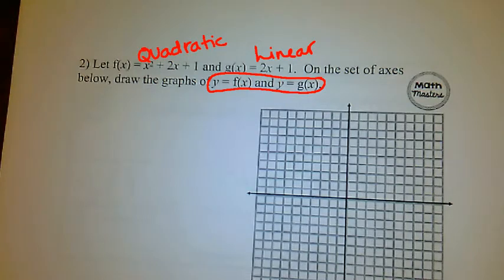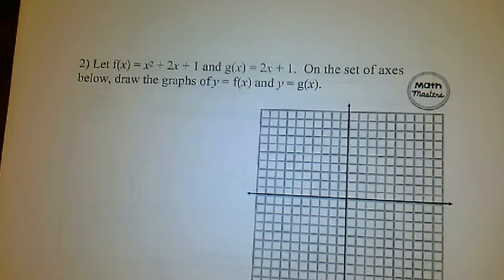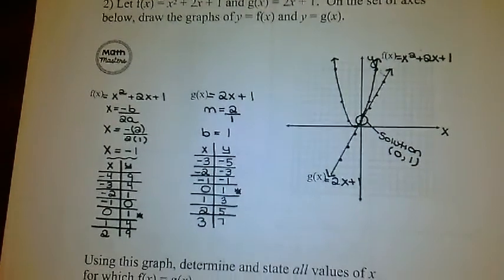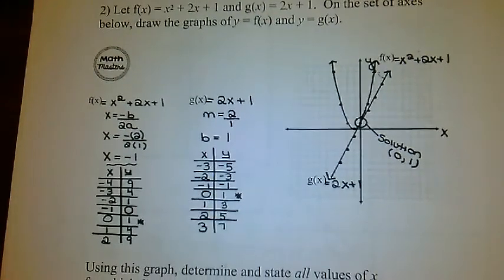And yes, I did already do that. Now as you can see, we only have one intersection point, 0, 1.